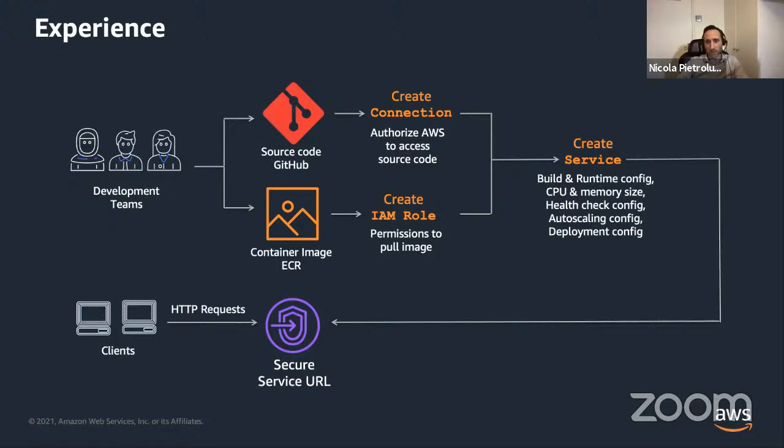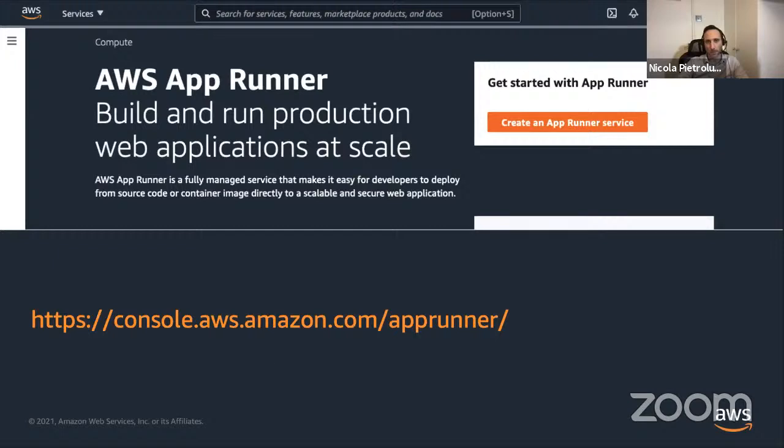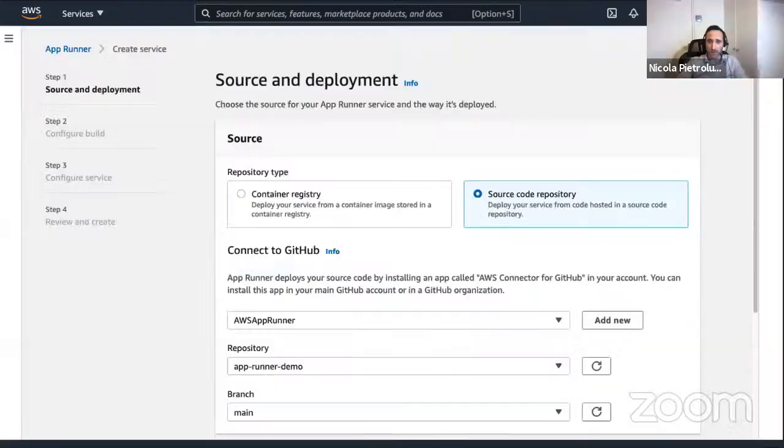For this talk, I've already deployed an application using App Runner. And I'm going to show you how I created the service using the AWS console. This is how the AWS console might look the first time you open the AWS App Runner service. You can search for App Runner in the search bar or use the link you see below. When you press Create an App Runner service, you should see something like this.